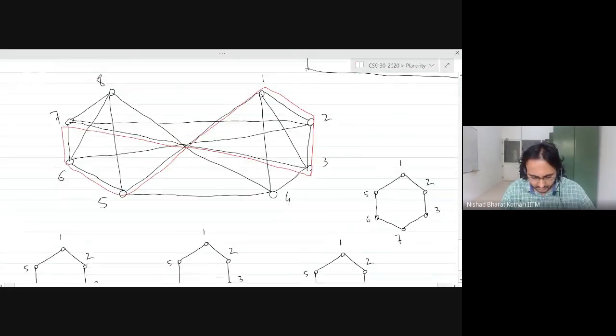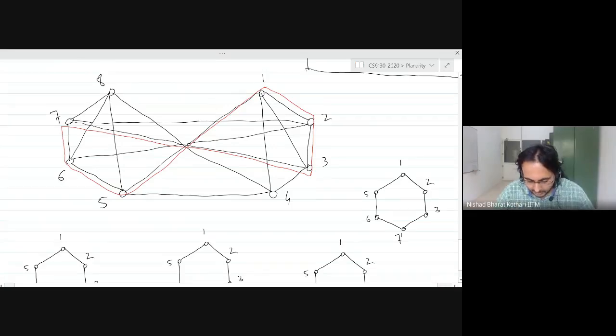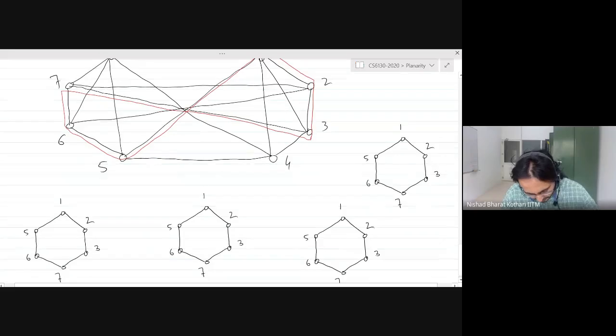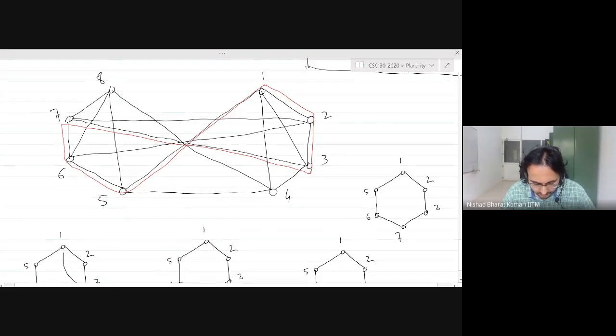So I've made a few copies of the cycle, and I want someone to tell me one bridge. Can someone tell me what is a particular bridge of this graph, of this cycle? 1 3. What are the simplest bridges in this cycle? 1 3. Okay, let's put 1 3. Can someone else tell me another bridge of this cycle? 6 2. Okay, let's draw that.